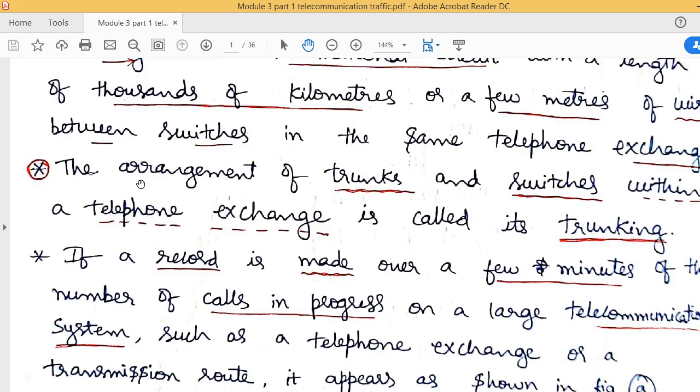So how we arrange these trunks: we need to make use of some switches to connect whichever line we want within the telephone exchange, and it is called trunking. The process of arranging trunks and switches in a telephone exchange is called trunking.